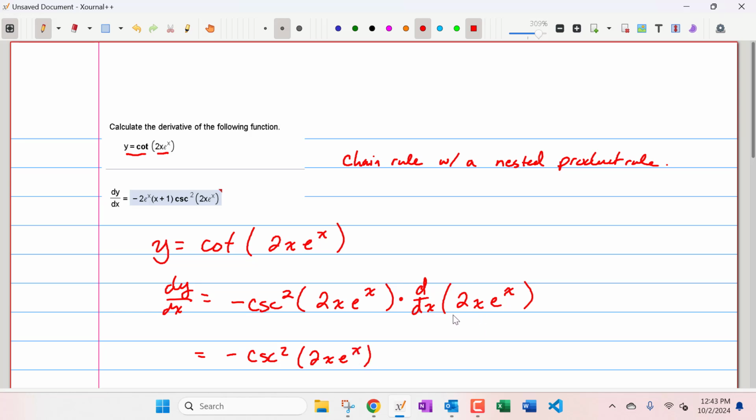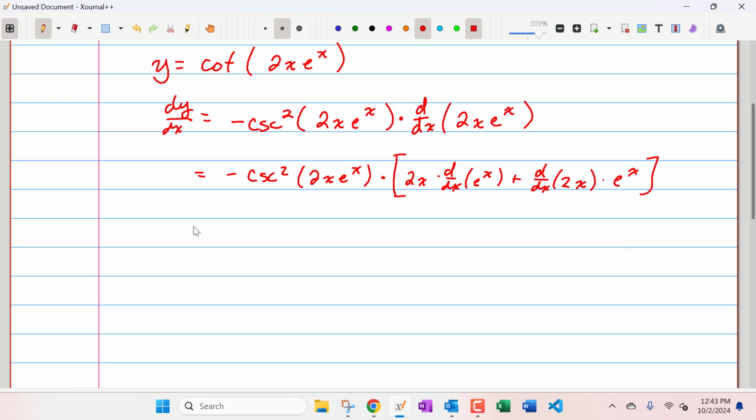Now I'm going to go ahead and take the derivative of this product. So we'll take our time with it. We'll write out the first term, then we'll tell ourselves to take the derivative of the second, plus the second factor times the derivative of the first factor, 2x times the second factor, and there I've set myself up to finish performing the product rule. So here we get minus cosecant squared of 2x e to the x times the quantity 2x e to the x plus 2 e to the x.